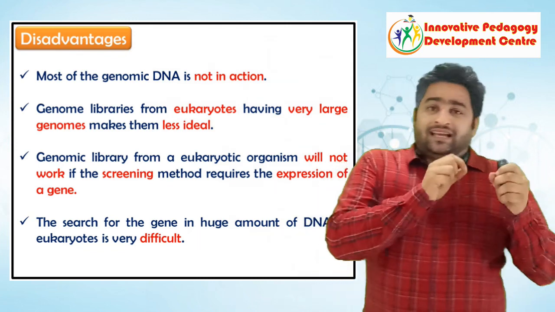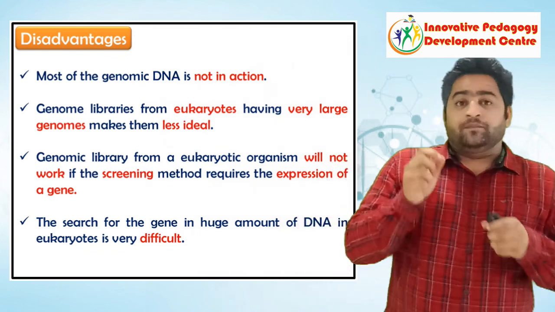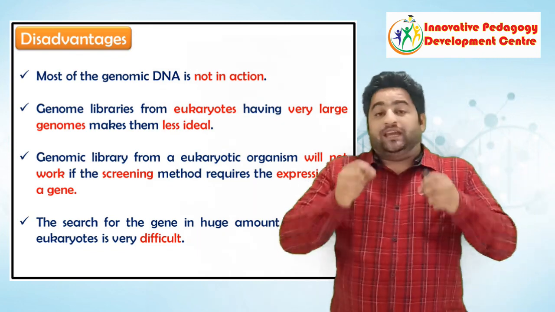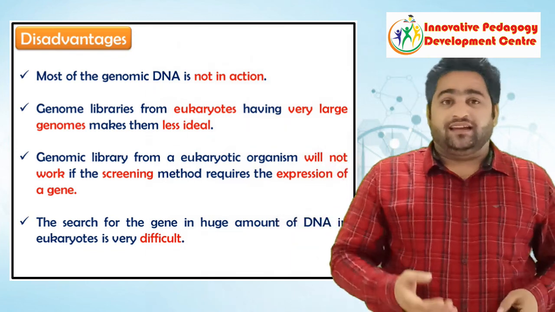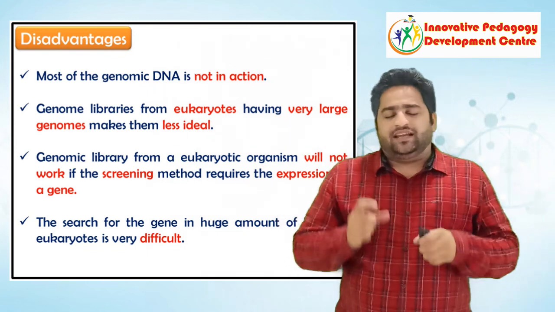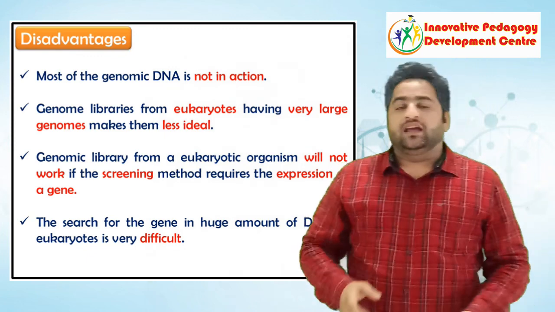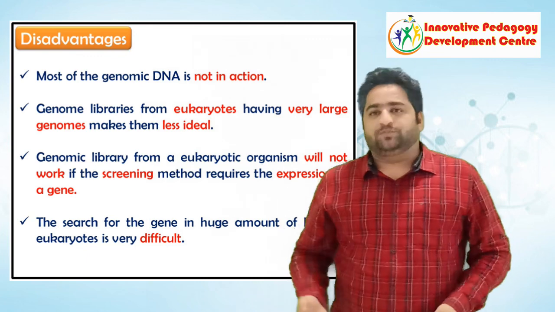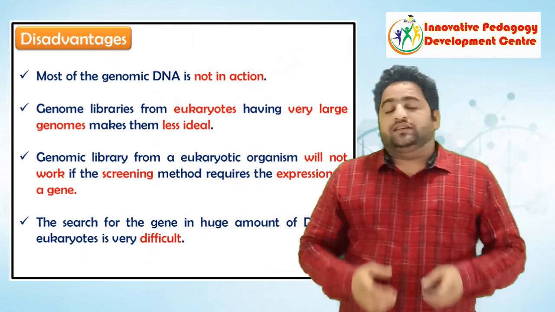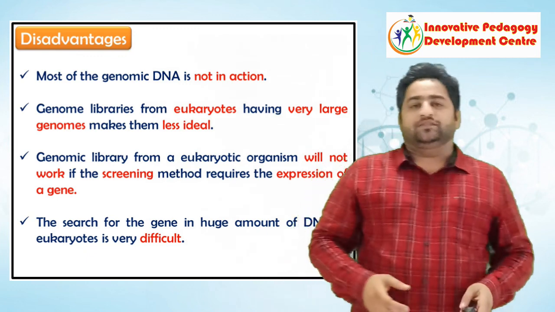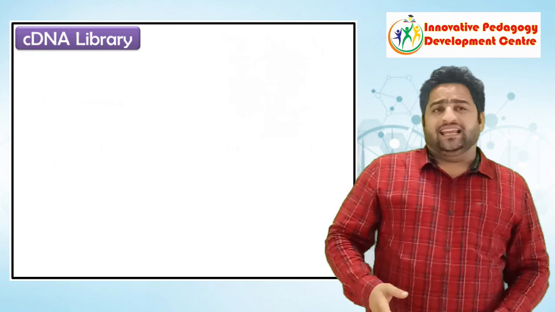Why? Because in screening we require the expression of the gene, but in eukaryotes post-transcriptional modification has to take place, and we are creating the gene library inside the bacterial cell, which does not provide post-transcriptional modification. So definitely the eukaryotic gene will not express inside the bacterial cell. The search for a gene in a huge amount of DNA in eukaryotes is very difficult. For that we have the cDNA library.